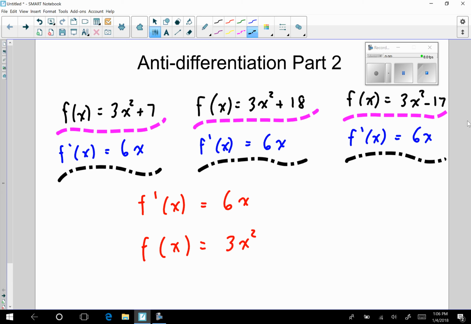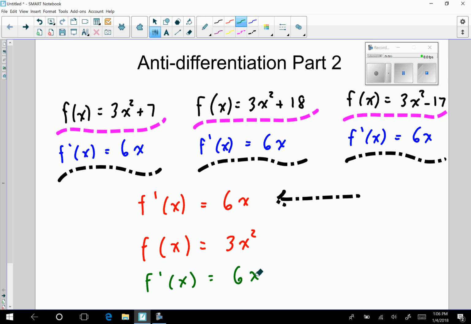That poses a problem if I'm asked to find the antiderivative of 6x. The most general case would be f of x equals 3x squared. But we can clearly see in the three examples above that this is not all of the possible antiderivatives of 6x. That's just one. And it's easy to see that it's one. If I find the derivative of this, I get 6x.